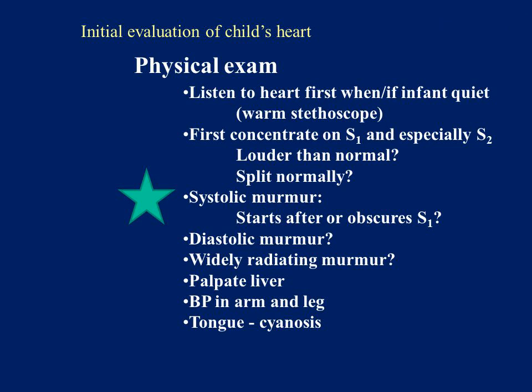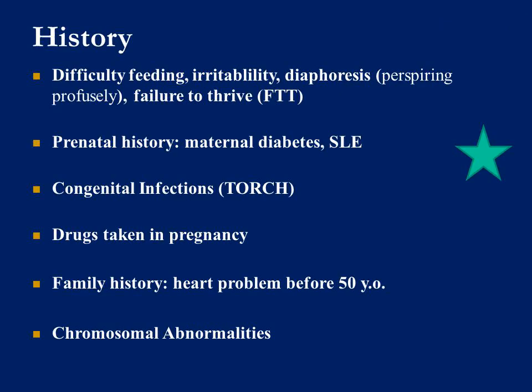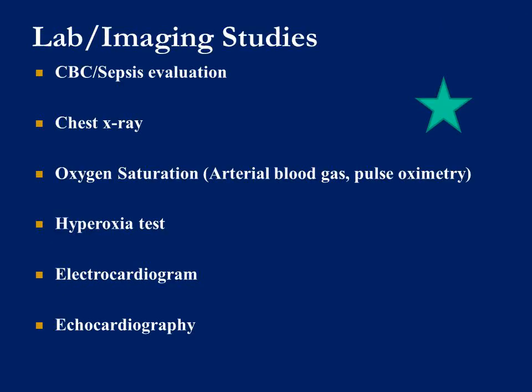Tongue: cyanosis. History: difficulty feeding, irritability, diaphoresis, perspiring profusely, failure to thrive, FTT. Prenatal history: maternal diabetes, SLE. Congenital infections, TORCH. Drugs taken in pregnancy. Family history: heart problem before 50 years. Chromosomal abnormalities. 47. Lab and imaging studies: CBC, sepsis evaluation, chest X-ray.